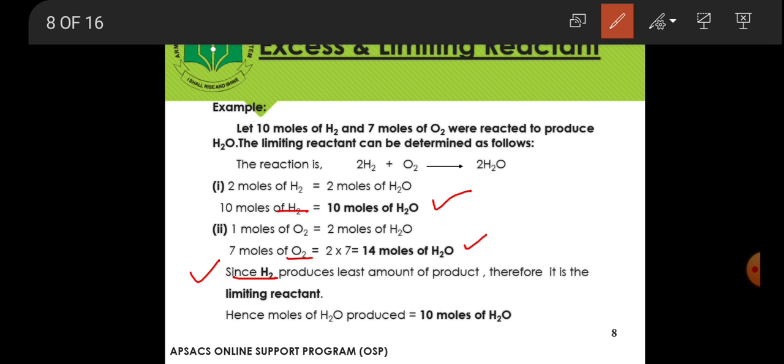So in actual practice, after the completion of a reaction, how many water molecules will be produced? Only 10 water molecules will be produced. Hence, moles of water produced will be 10 moles of water.